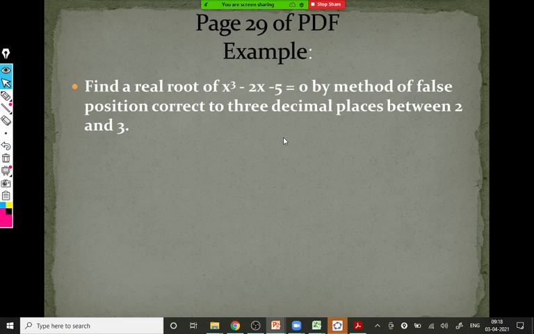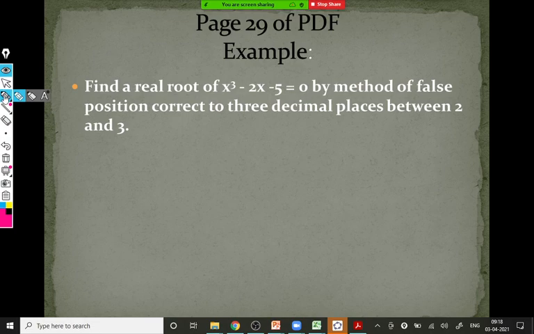So here is a question. Find a real root of x cube minus 2x minus 5 equal to 0 by the method of false position, correct to 3 decimal places, between 2 and 3. Now, what is the difference between the previous question and this one? First of all, the method: that was a bisection example, and this is the false position method.